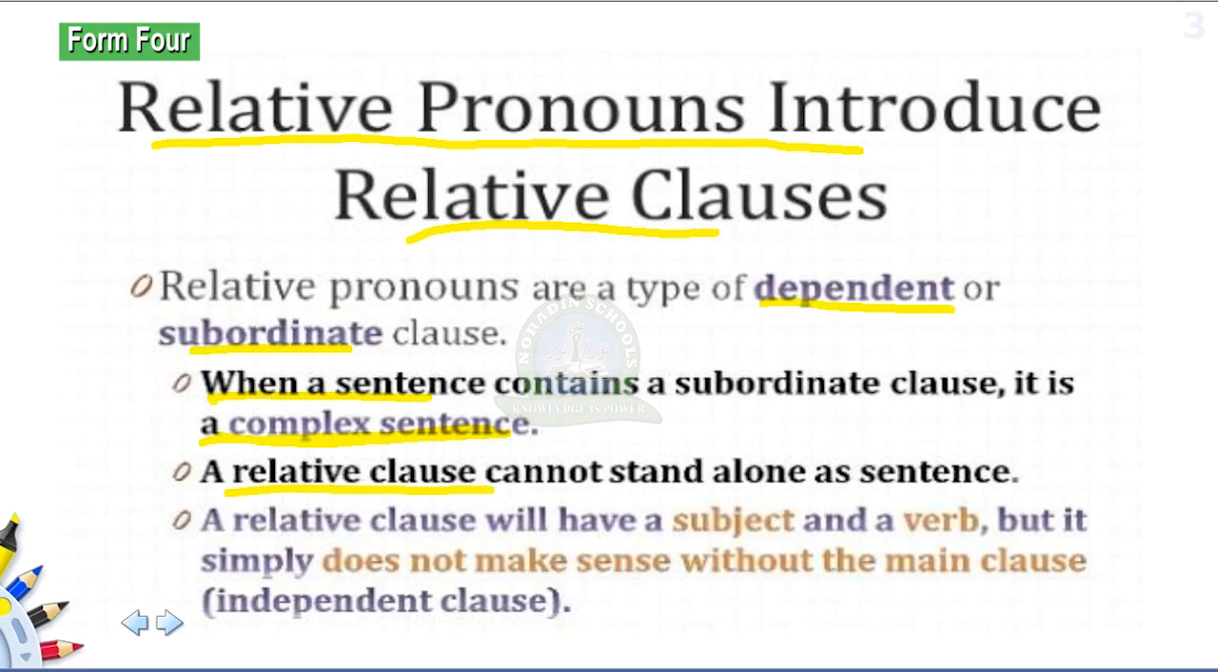So a relative clause cannot stand alone as a sentence. But an independent clause can stand alone. A relative clause will have a subject and a verb, but it simply does not make sense without the main clause. If you don't have a main clause, the subordinate or dependent clause cannot stand alone. It doesn't make sense. So we have to have a main clause, an independent clause. Main clause means independent clause.